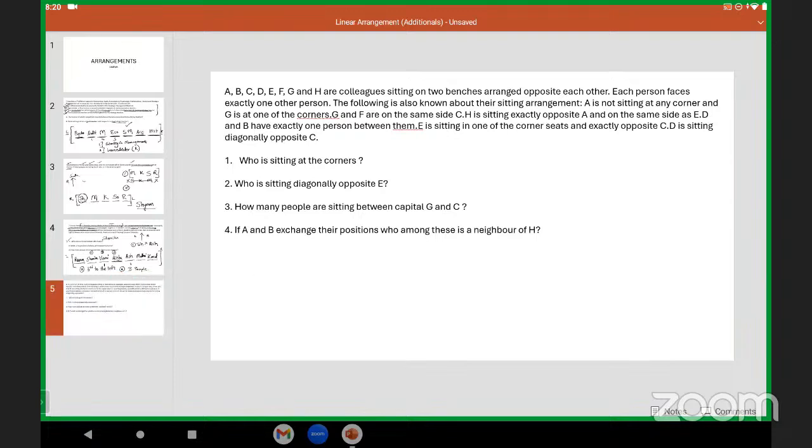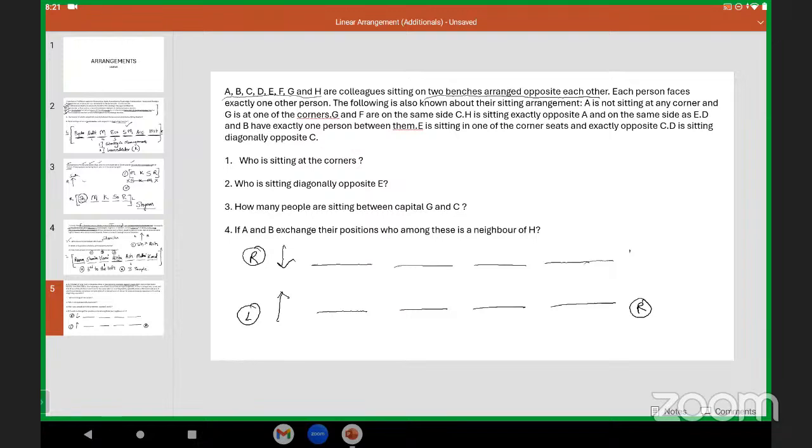Okay, so in this set, there are two benches arranged opposite to each other. Which means if there are eight people, we'll have two benches. So this will be one, two, three, four, and exactly the other will be over here, one, two, three, four. Let us assume that these people are facing north and these people are facing south. So this will be left over here, this will be right, and opposite for the people who are facing this.